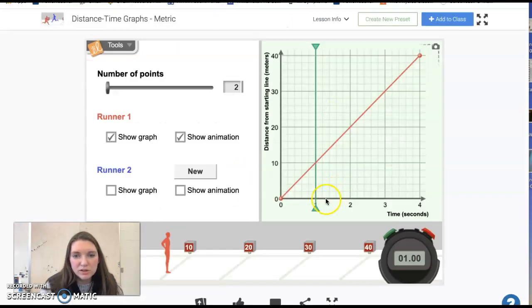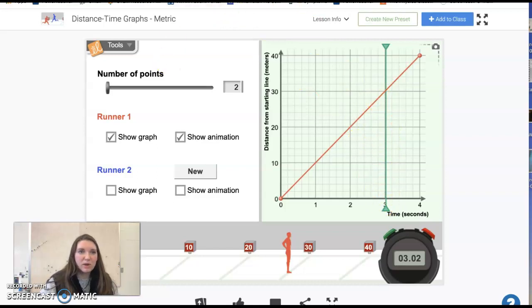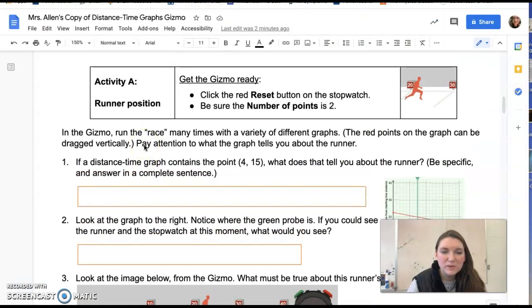when was the runner on the 30-meter line? At 3 seconds. So there's 30 meters right there, and there's 3 seconds. So 3 seconds, 30 meters. Okay, let me just write that down. Okay, so now we're on to Activity A.